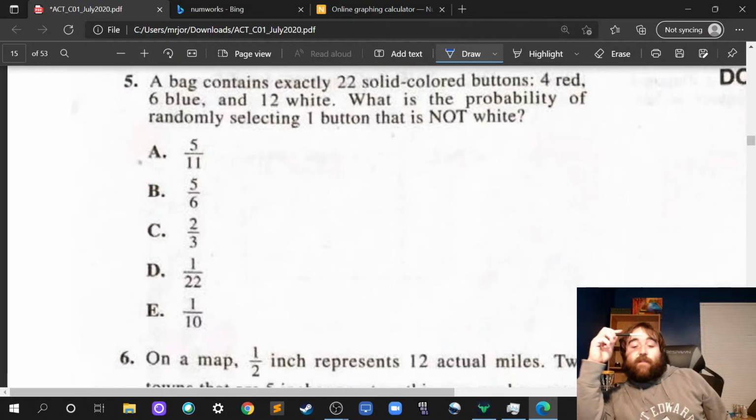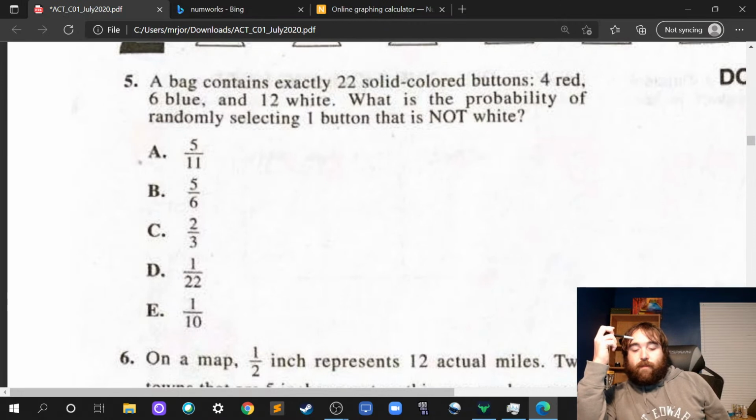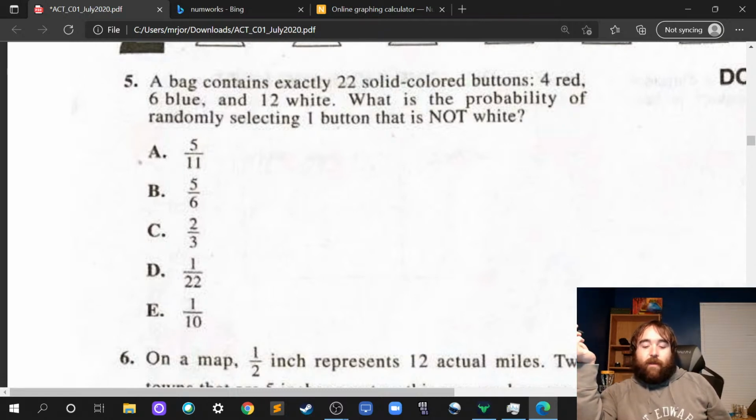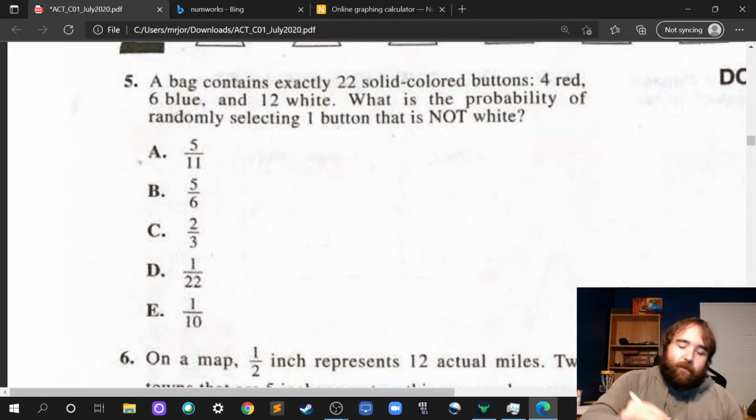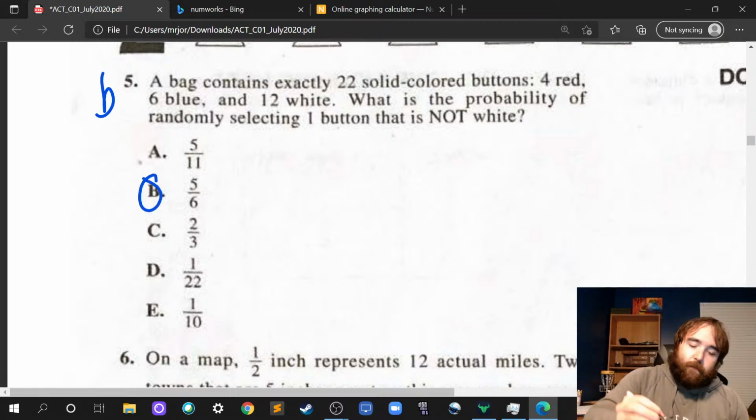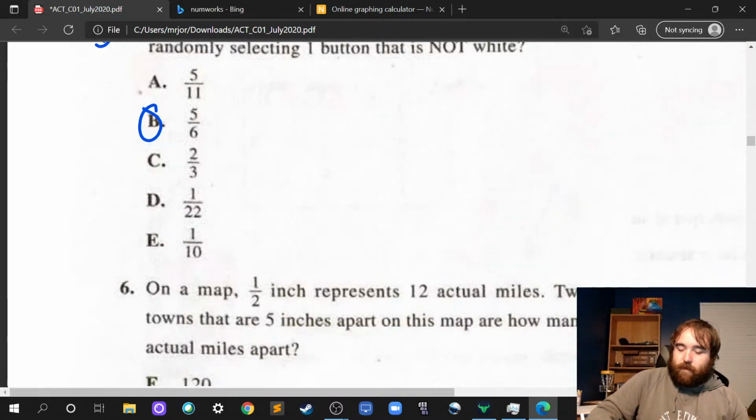A bag containing exactly 22 color buttons. 4 red, 6 blue, 12 white. What is the probability of randomly selecting a button that is not white? Nice. This is like, we do this type of stuff in AP Stats. So there's 22 buttons. How many of them are not white? 10 of them are not white. So it's 10 out of 22. 5 out of 11. Nice, nice, nice.